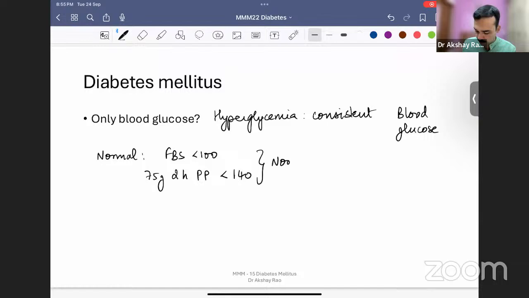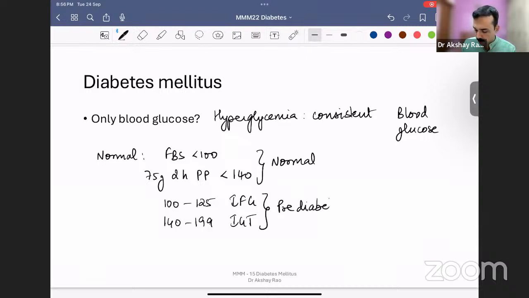If the fasting level is between 100 to 125, we call it impaired fasting glucose, or the component of impaired glucose tolerance. Likewise, if the postprandial is between 140 to 199, then again it is impaired glucose tolerance. This is basically pre-diabetes. The person is not yet a diabetic, but this is pre-diabetes.